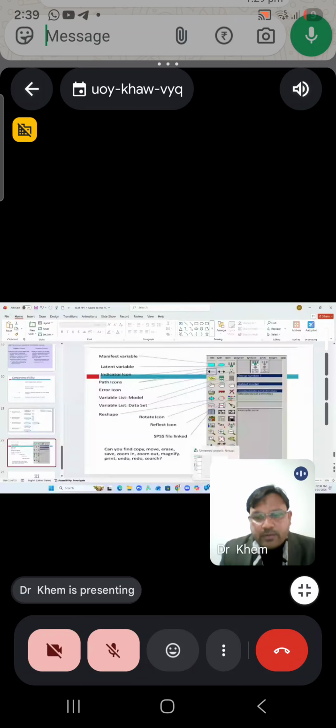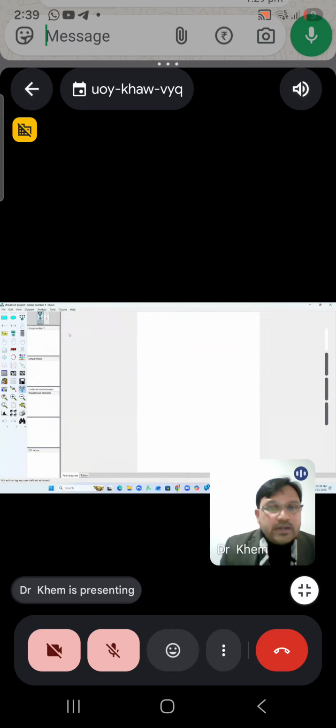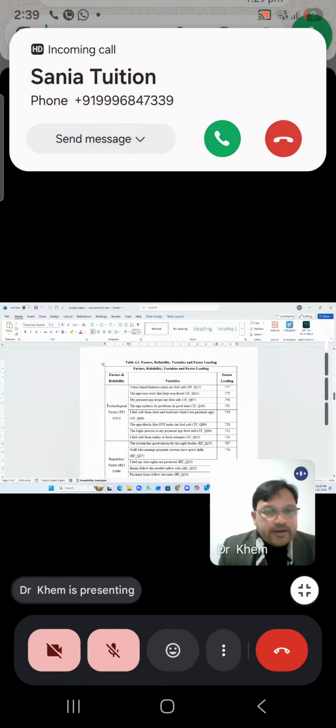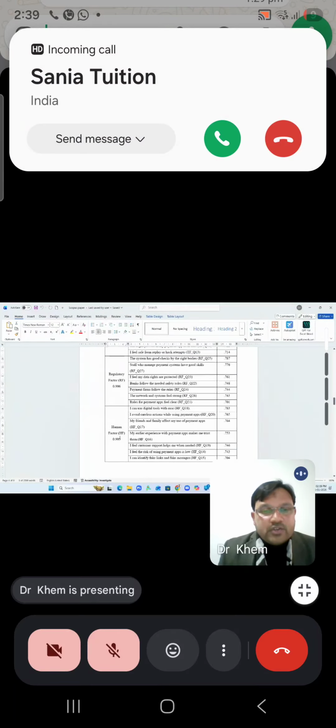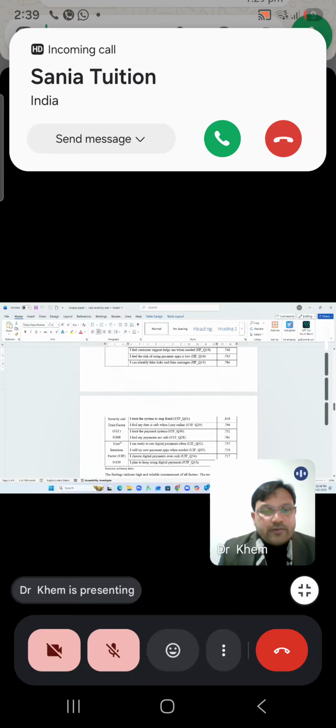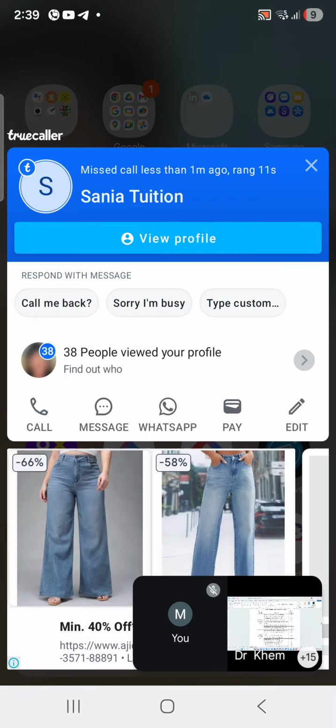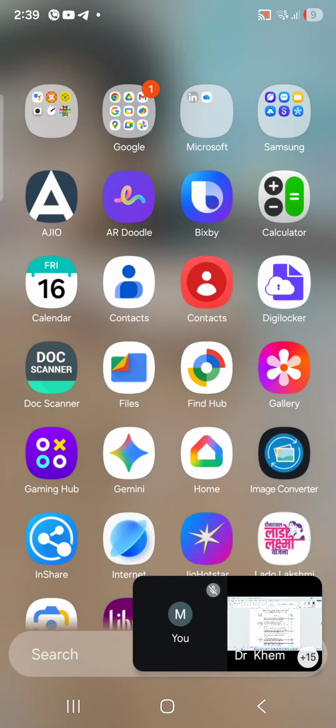Now let's not waste our time on this because we have 20 minutes, so we are moving to how to create the diagrams. Let's suppose we have the first factor as the technological factor. The second factor is regulatory, the third is human value, the fourth is security, and the fifth is user intention. When we talk about these factors, these are latent variables.